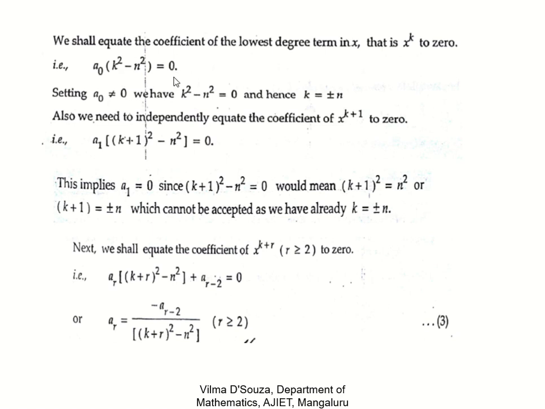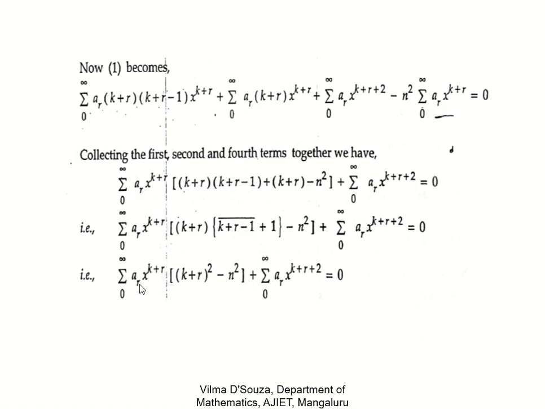So we shall equate it to 0. Since A0 is not equal to 0, we must have k square minus n square equal to 0, or k is equal to plus or minus n. Okay, k is equal to plus or minus n. Also, we need to equate the coefficient of x to the power k plus 1 to 0. So let me go back and check what is the coefficient of x to the power k plus 1. When r equal to 1, this will be a1 times k plus 1 whole square minus n square.